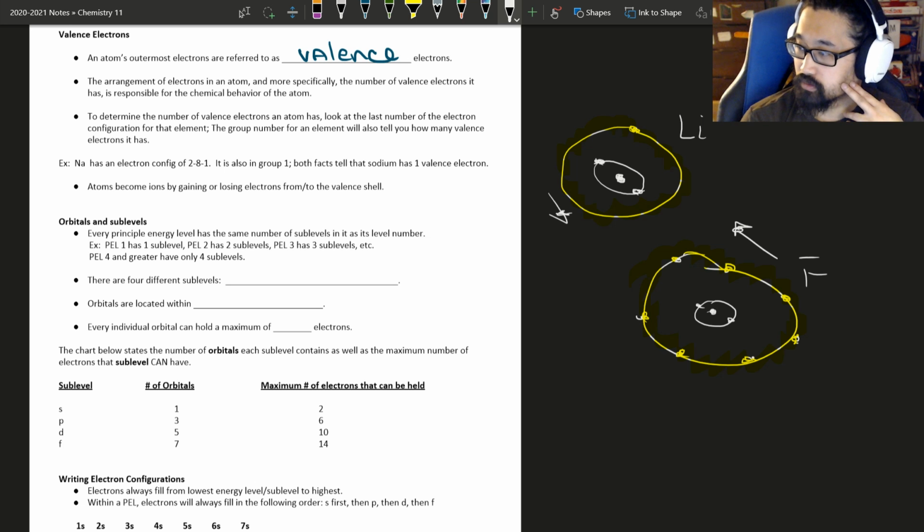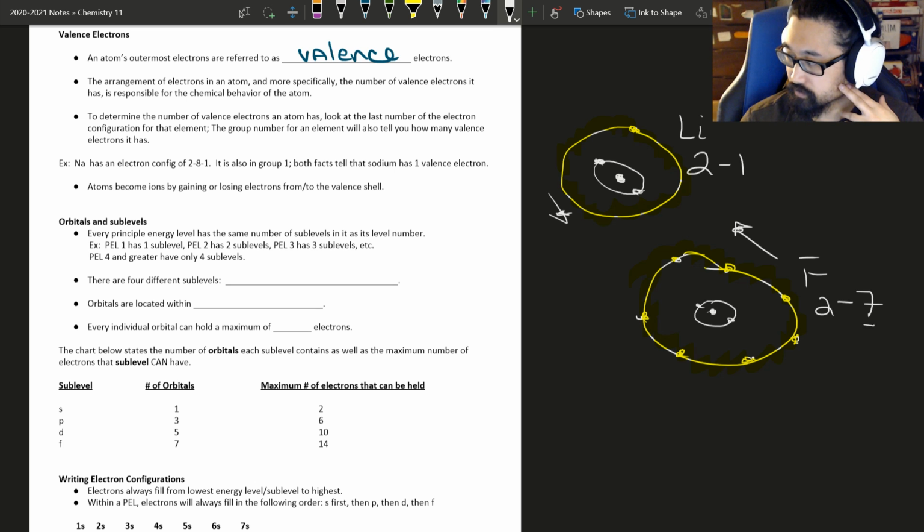If you want to look at the valence electrons for a specific element, you just look at its electron configuration, and you find the last number. That last number tells you exactly how many valence electrons it has.